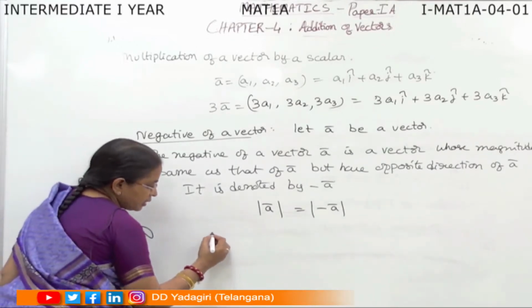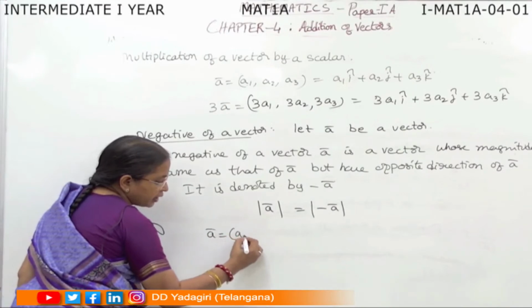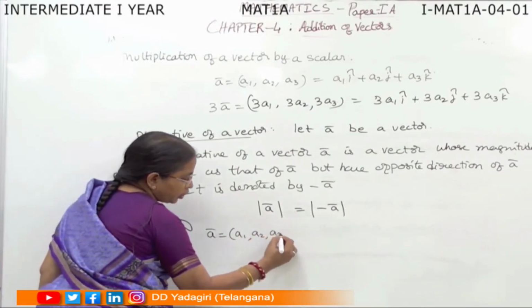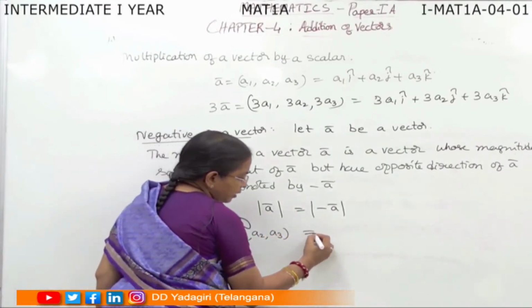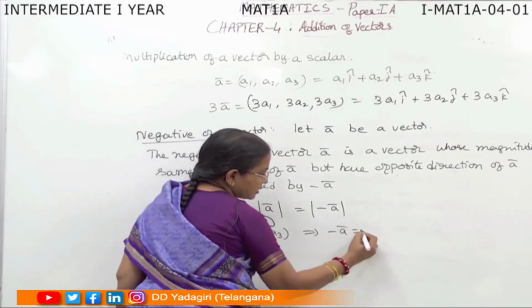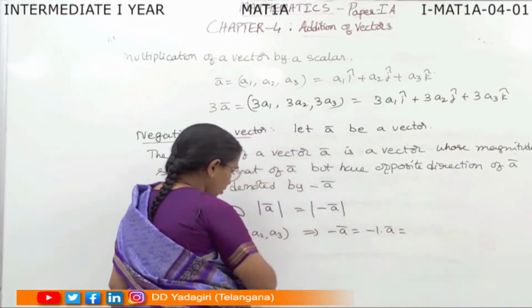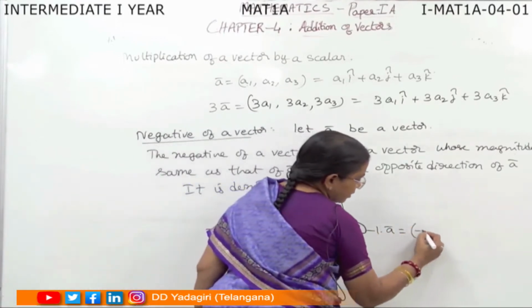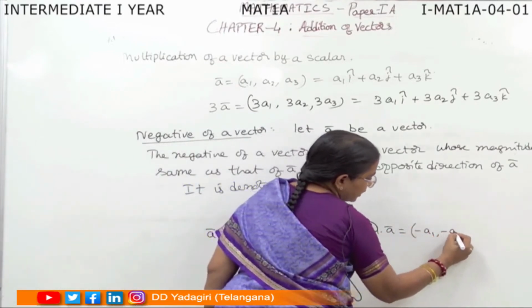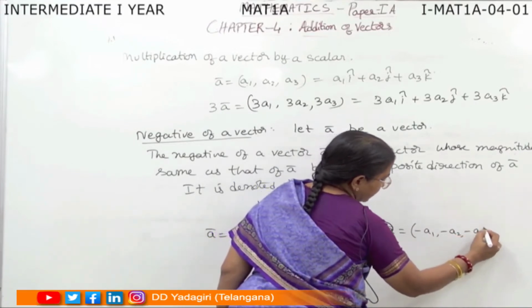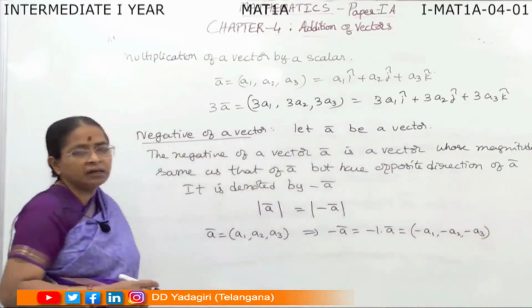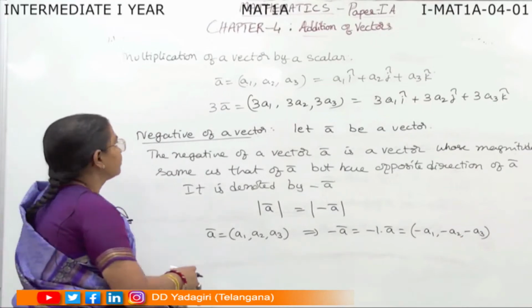Now suppose you have, in terms of ordered triad, A1, A2, A3. Then minus A vector is like minus 1 into A, no? So multiply all the elements by the minus sign: minus A1, minus A2, minus A3. So like this we write the negative of a vector.